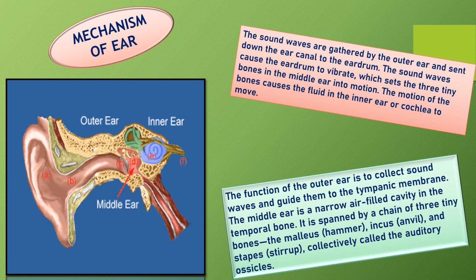In the inner ear, the pressure vibrations are turned into electrical signals by the cochlea. These electrical signals are transmitted to the brain through the auditory nerve, and the brain interprets the electrical signal as sound again. So this is the total mechanism of how the ear works, or the mechanism of the ear.